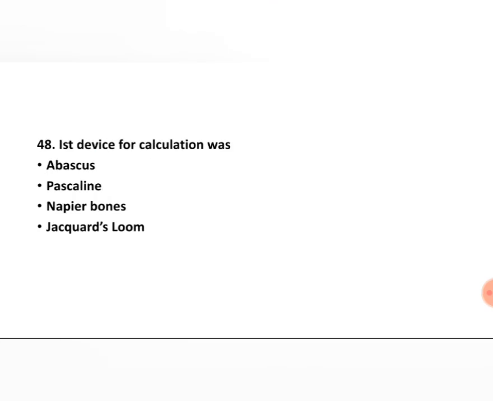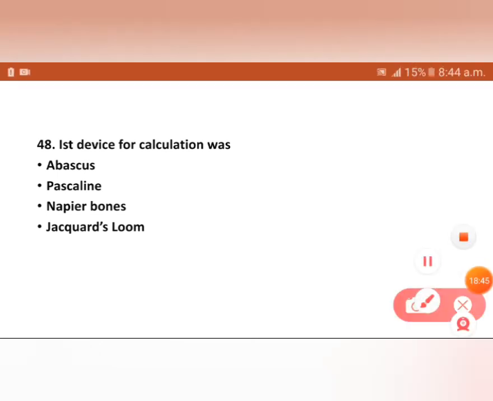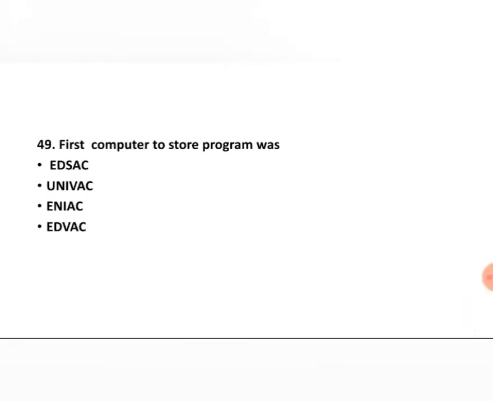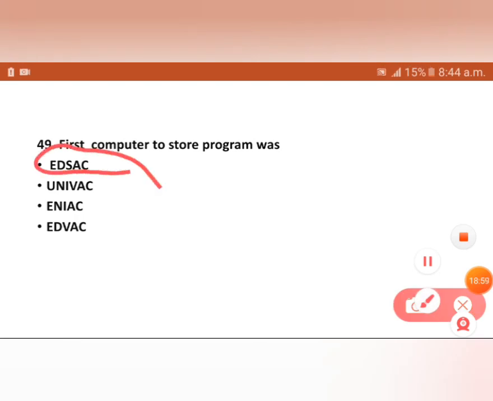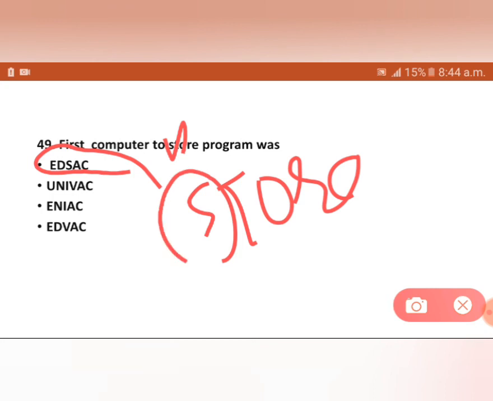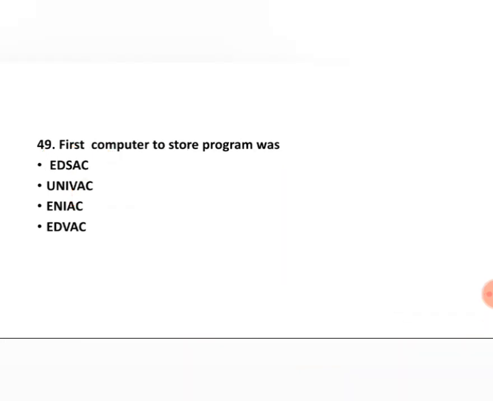One more question. First device for the calculation was abacus, Pascaline, Napier bones, Jacquard's loom. The correct option is option number 1, abacus, developed in China. One more question, question number 49. First computer to store program was EDSAC, UNIVAC, ENIAC and EDVAC. The correct option is option number A, EDSAC, and you can remember in this way, in the word store, S is here, and in EDSAC S is here, and in the remaining options there is no S, so it can be remembered in this way.